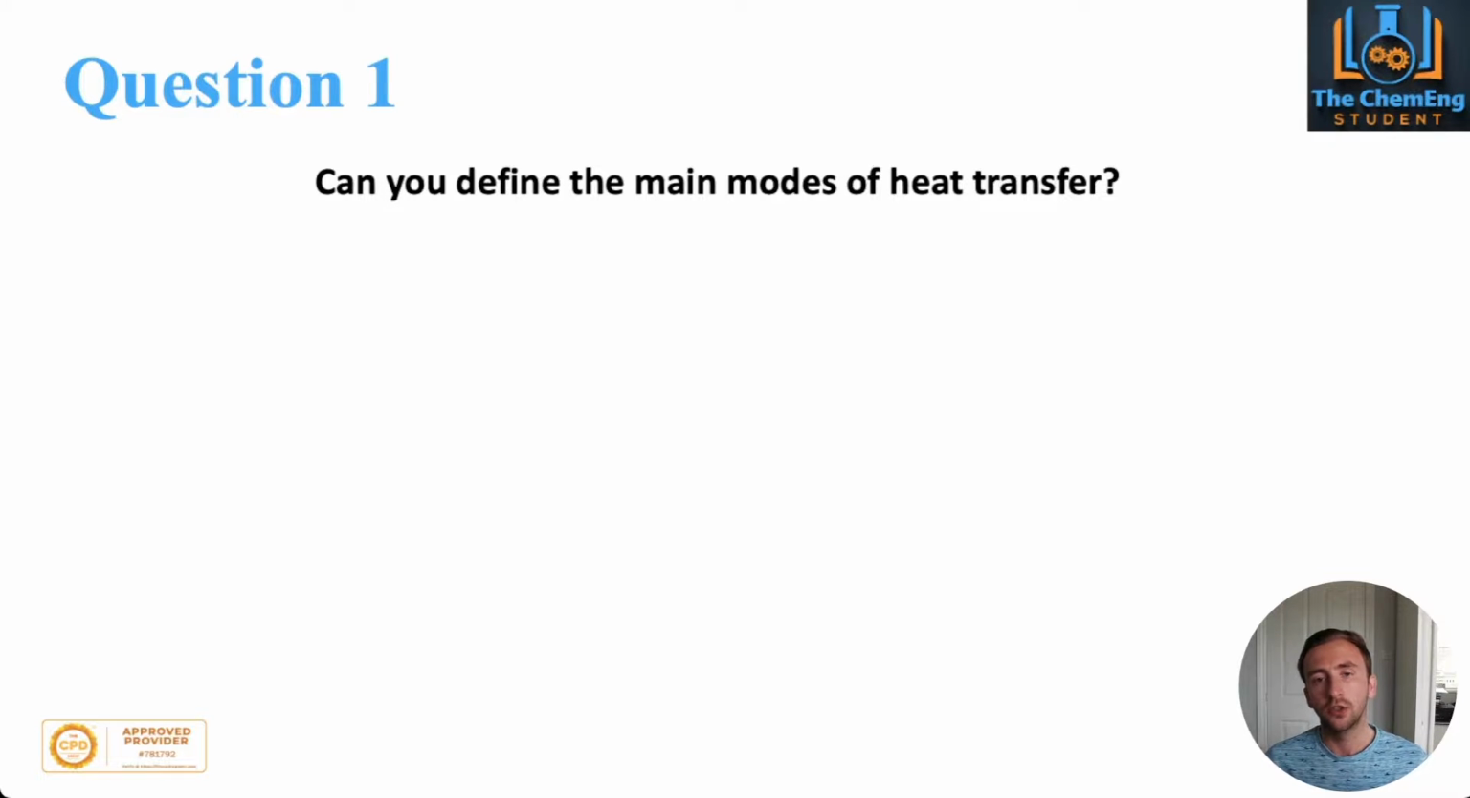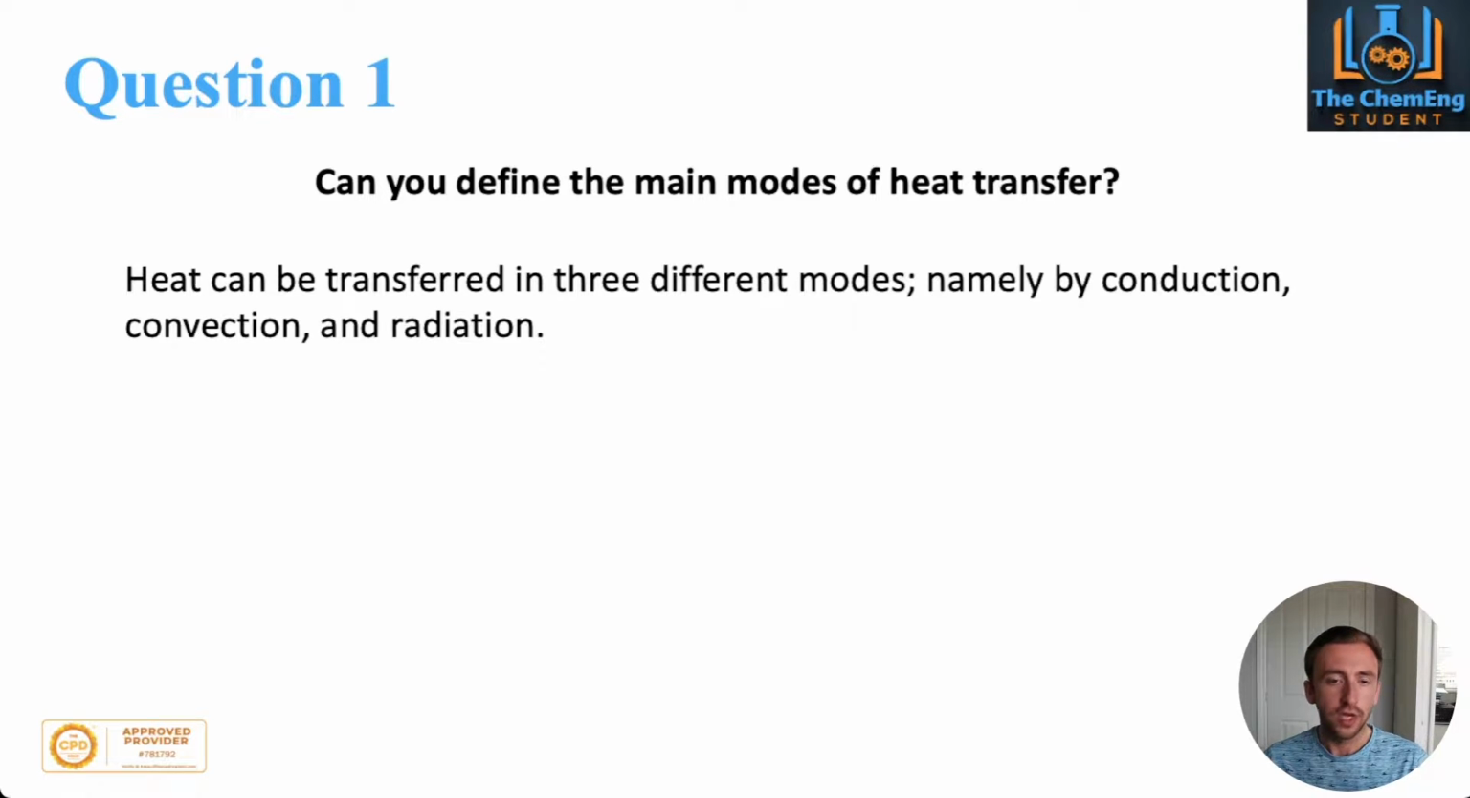Now I would encourage you to pause the video and attempt to answer each of these questions, and then resume the video and you can compare with our answers here. So we want to define the main modes of heat transfer. So heat transfer is basically done in 3 different ways, namely by conduction, convection and radiation. So those are the 3 key terms that you should include within your answer.